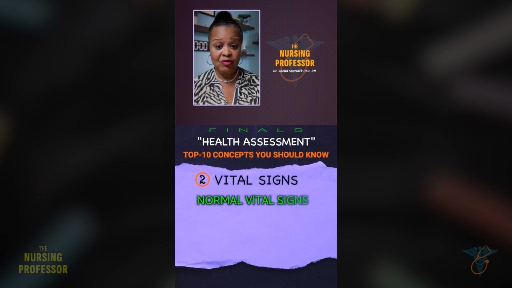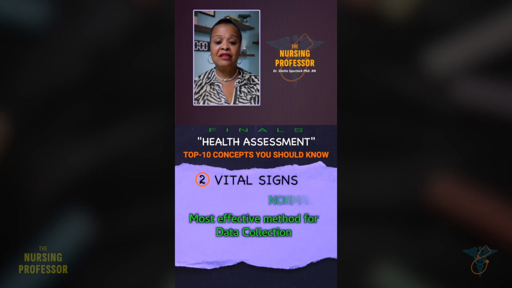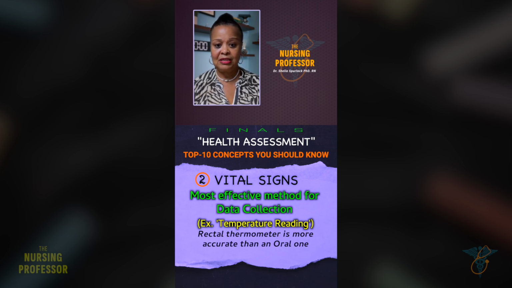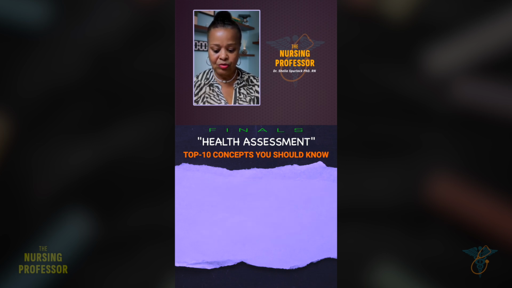Number two is vital signs. You should know normal vital signs. Know the most accurate way of gathering that data. For example, the most accurate way of getting a temperature is a rectal thermometer versus an oral thermometer that may be influenced by hot or cold.